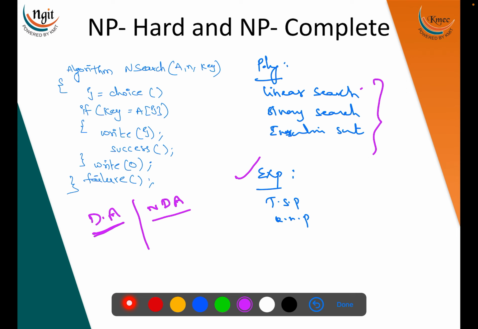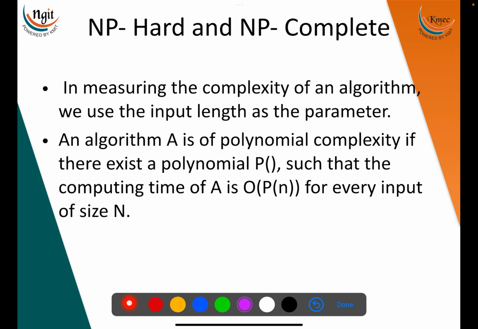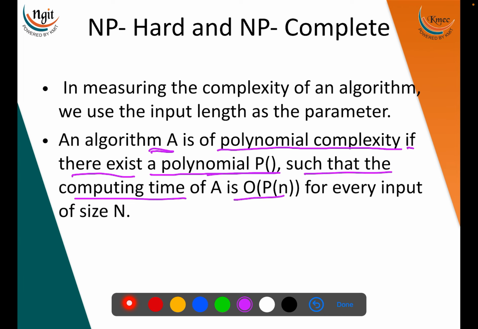So that case we were seeing in the last video, and in this video we'll talk about non-deterministic algorithms which take polynomial time. Right? Now, in measuring the complexity of an algorithm, we use input length as the parameter. An algorithm A is of polynomial complexity if there exists a polynomial P such that the computing time of A is big O of P of n for every input of size n.